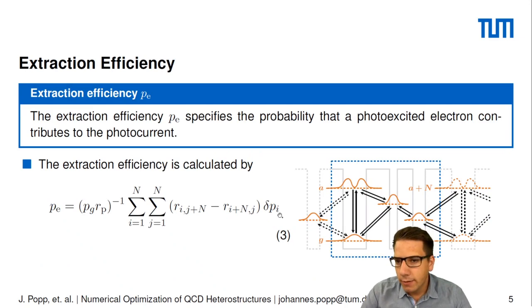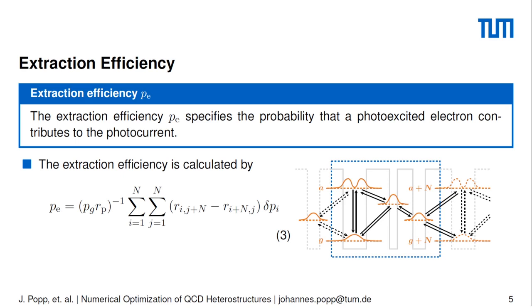So, starting with the extraction efficiency. The extraction efficiency specifies the probability that a photoexcited electron contributes to the photocurrent, and this is explained by equation 3, where we have two parts. The right part gives us the net current to the adjacent periods, and the left part is the change in current from upper to lower laser level, where we have this induced absorption rate.